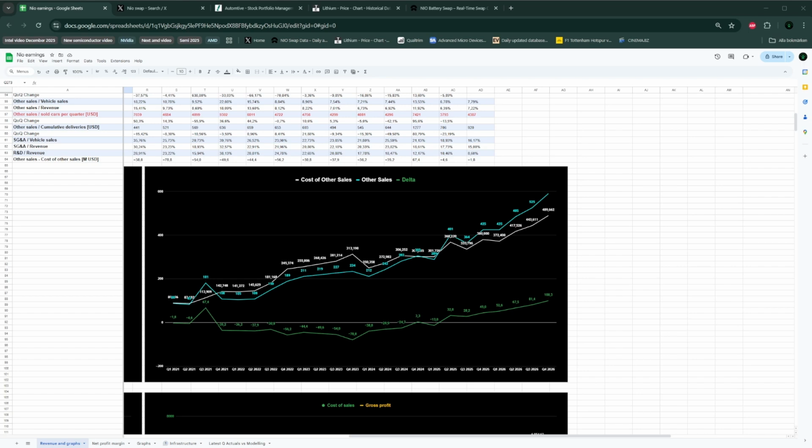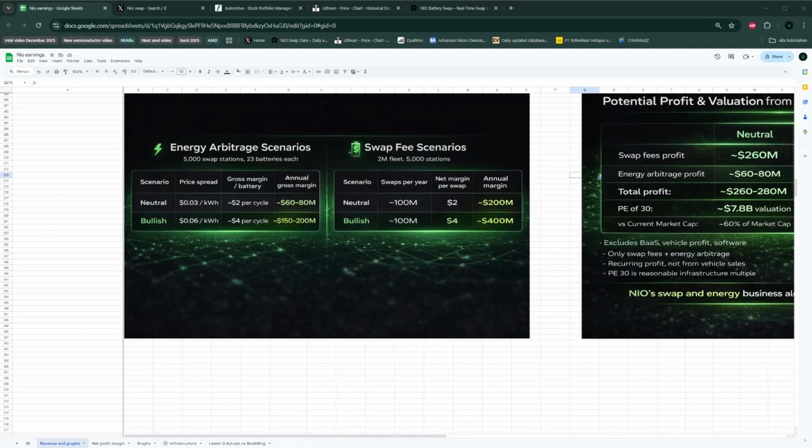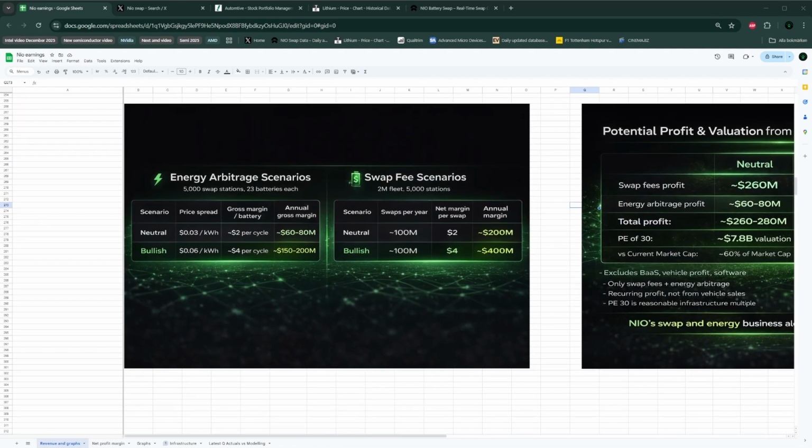And that is where I think the market hasn't really fully understood this segment, this dynamic. And once the market understands that, I think NIO will benefit from it, and also the stock price. But yes, I also mentioned the energy arbitrage situation and the swap fee scenarios. So again, if you have 5,000 swap stations, 23 batteries on Gen 4 each, then let's say you have a neutral scenario and a more bullish scenario, right?